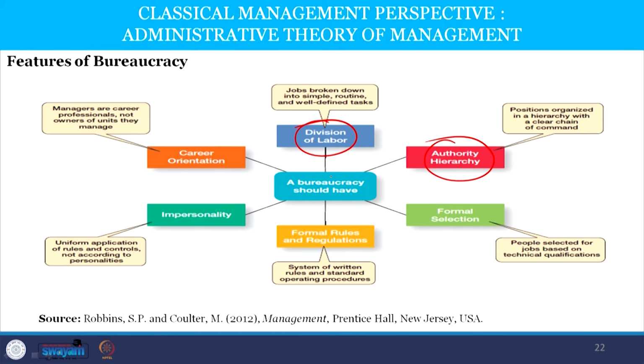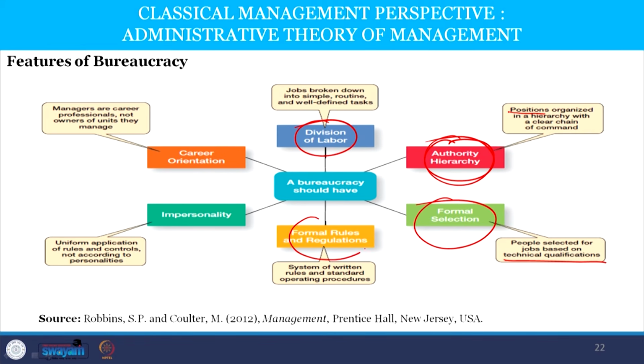Authority is the next element, which says that positions are organized in an organization in a hierarchy with a clear chain of command. Authority is the power given to an individual based on his or her position. The third element is formal selection. So, the selection of individuals for different jobs is based on their technical qualifications and their experience.